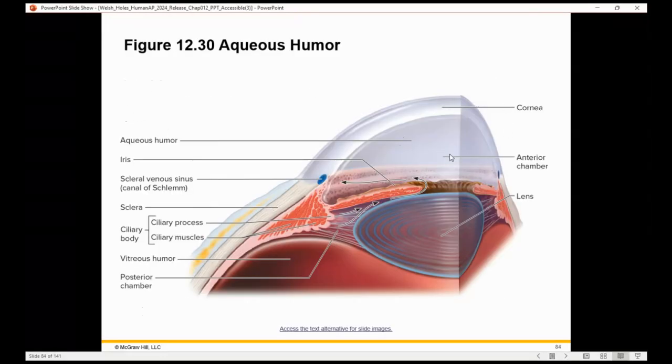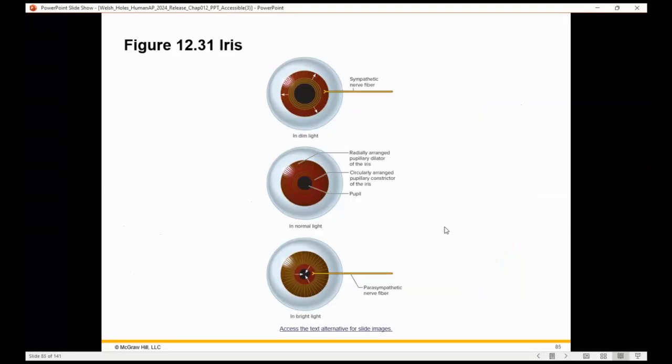This figure shows you the aqueous humor. This figure shows you the iris and how it opens and closes.